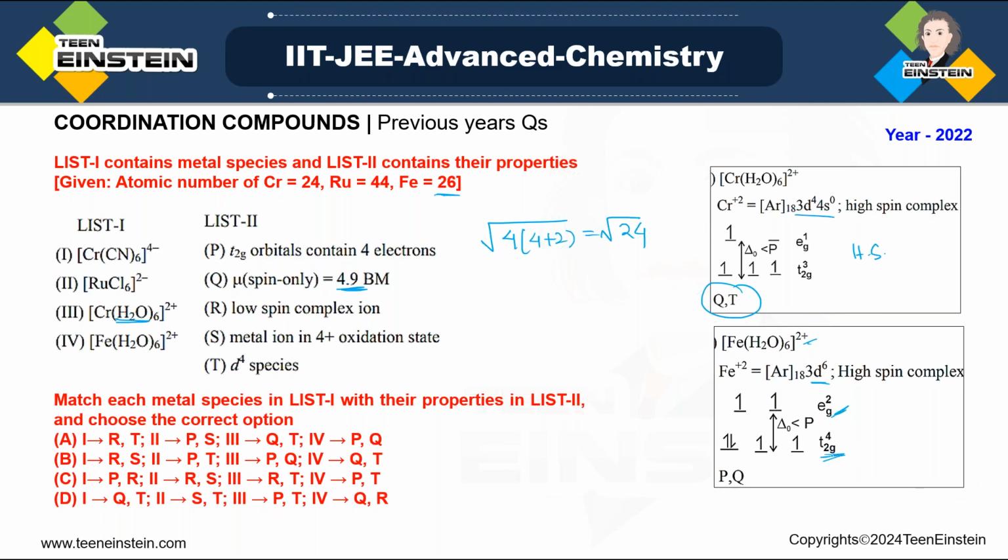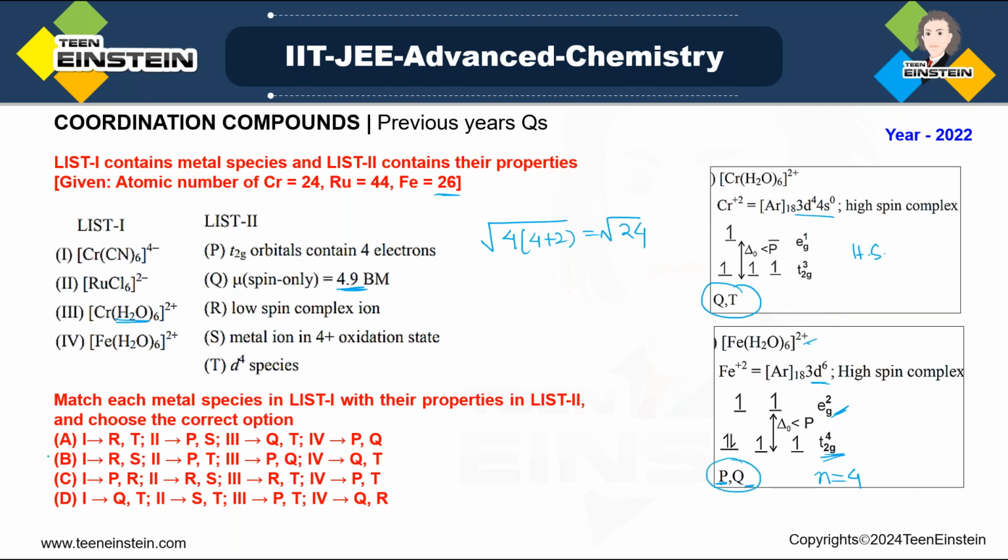T2G orbital contains 4, it is true, P is true. Q is also true because we have unpaired electrons n equal to 4. It is not a low spin complex. R is not true. Metal in 4 plus, no, it is not true. It is D4 species. That is, sorry, it is not a D4 species. It is not true. Only P and Q, these two are correct.